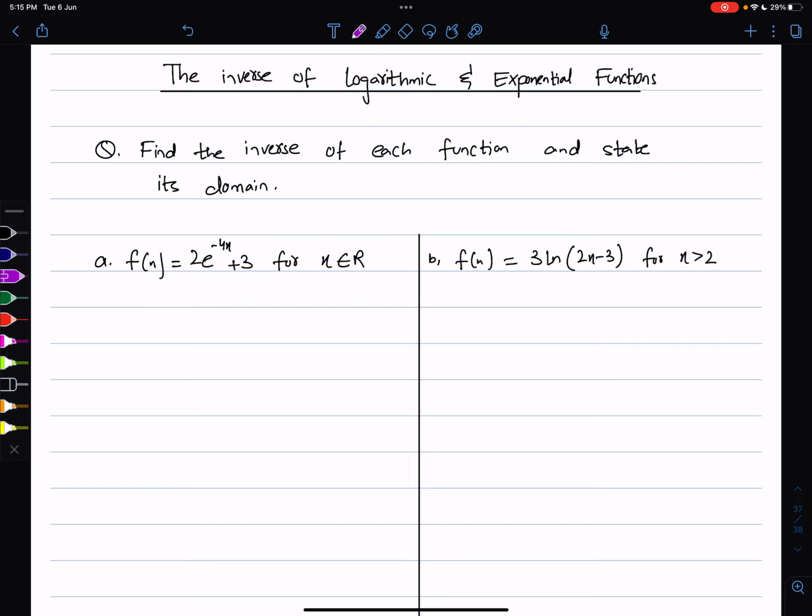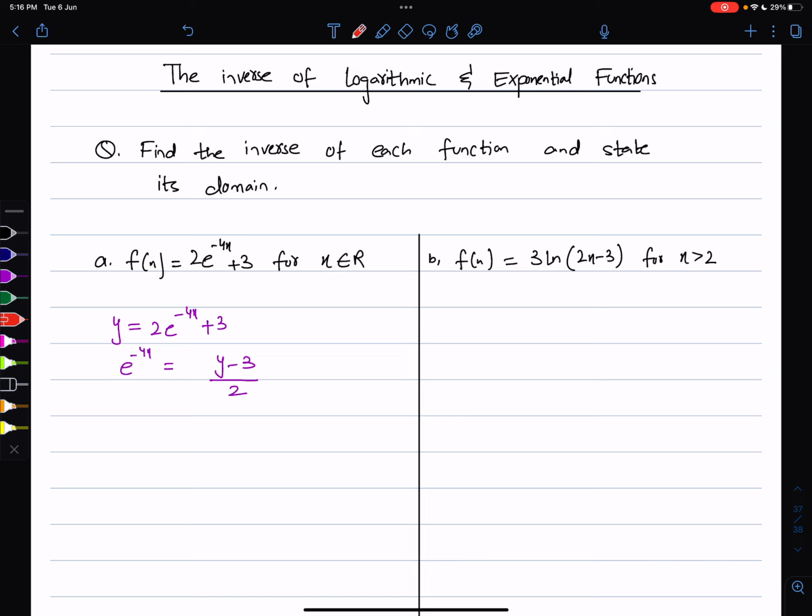Now the question says find the inverse of each function and state its domain. The function f of x is equal to 2e to the power of minus 4x plus 3, and the domain is all real values. So the first step is to replace f of x with y and try to make e to the power of minus 4x the subject. So that's going to be (y minus 3) upon 2.